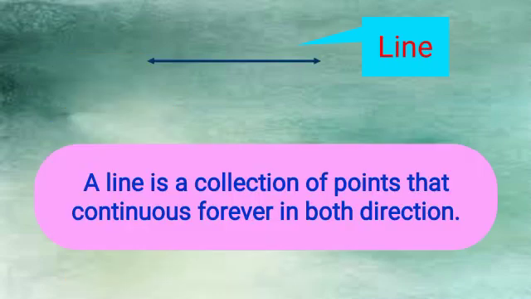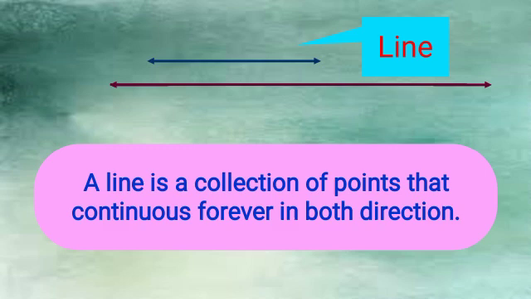Now second, as you know, line. Many points come together to form a line. A line is a straight path that extends forever in both directions. That is why we draw two arrows on either side to show it never ends.